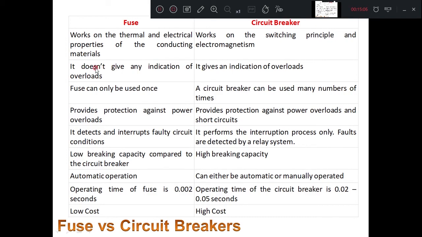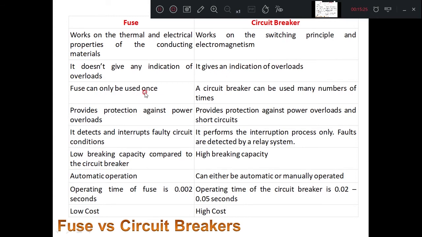When the current exceeds a certain limit, because of the heavy current, heat is produced and the fuse will blow. But in the case of the circuit breaker, it gives an indication of the overload, thereby you can switch it off, or it is switched off automatically.